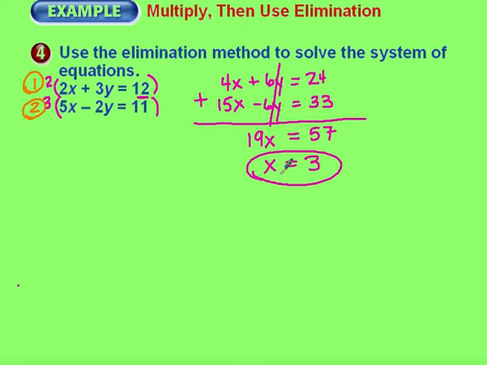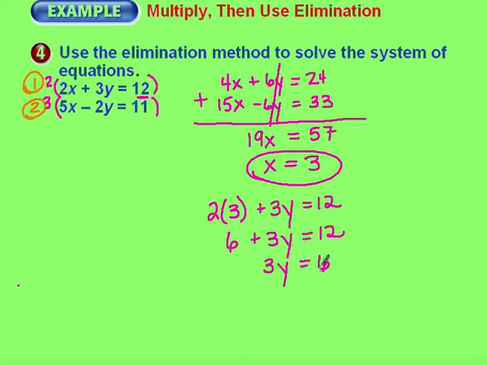I'm only half done, even though I did the majority of the work. Now I'm going to take this and plug it into either the first or the second equation. I'm going to go with the first one this time. Doesn't matter. I'm going to plug 3 in for that x, plus 3y equals 12, and now I'm going to solve for y. So that gives me 6 plus 3y equals 12. Subtract my 6. And I end up getting y is equal to 2. So my solution set is that x is 3 and y is 2.